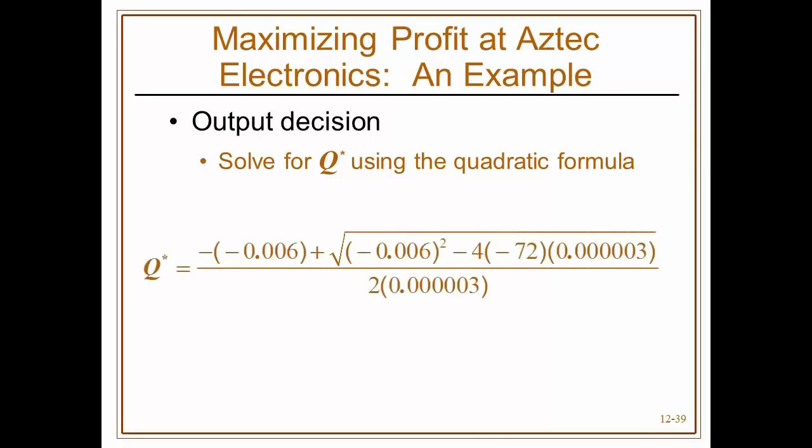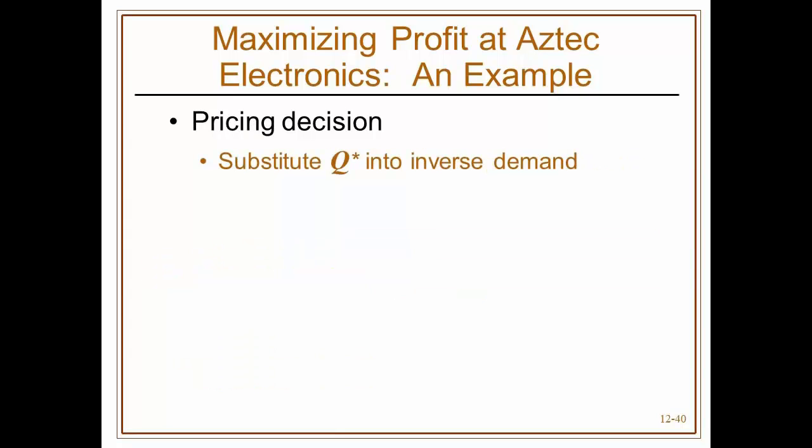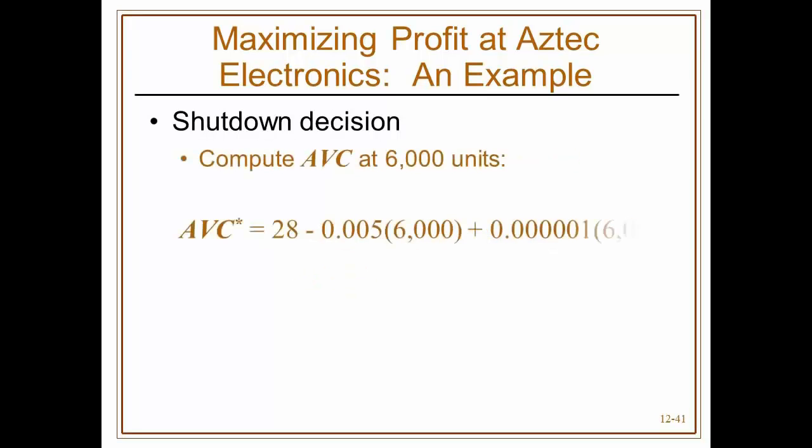So this quadratic equation, oh yeah, that looks fantastic. So you can do that, figure all that out, and it magically turns into 6,000 as your output. Of course, you just go to the stats guys in your office and tell them to solve that quadratic equation for you. Once they give you the Q, you can easily take that into your demand equation and figure out what price you need. Compare that to what the average variable cost is.